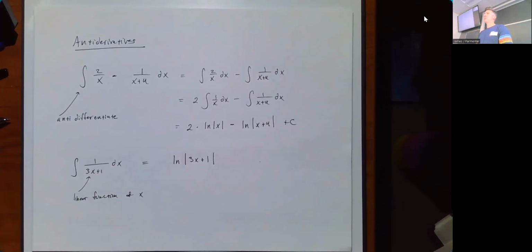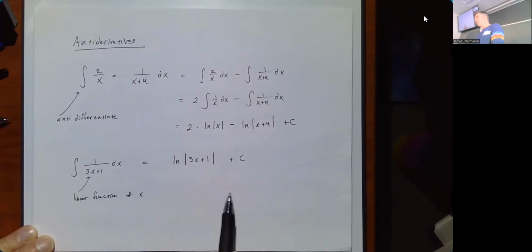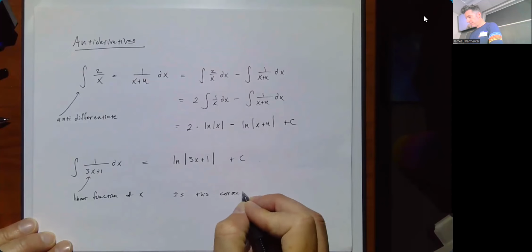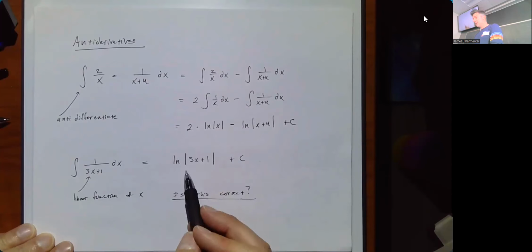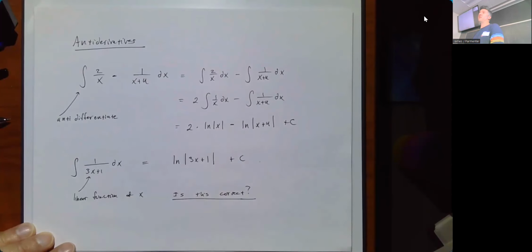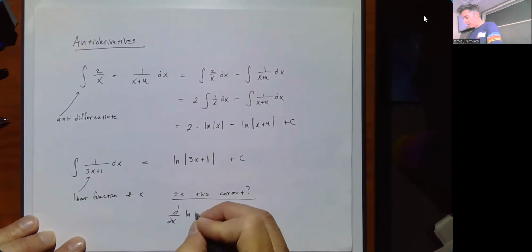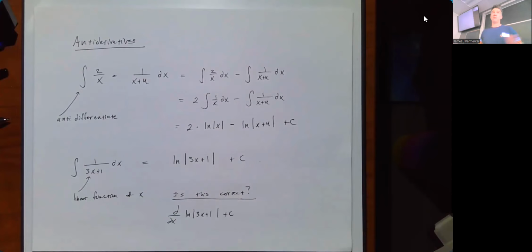Almost. So let's ask ourselves a question. We're going to fix this, because the question is this: if I take the derivative of this, do I get back what I started? And the answer is not quite. If I take the derivative of the natural log of the absolute value of 3x plus 1 plus c, I should just ignore the absolute values and pretend they're not there, because it works out that way.